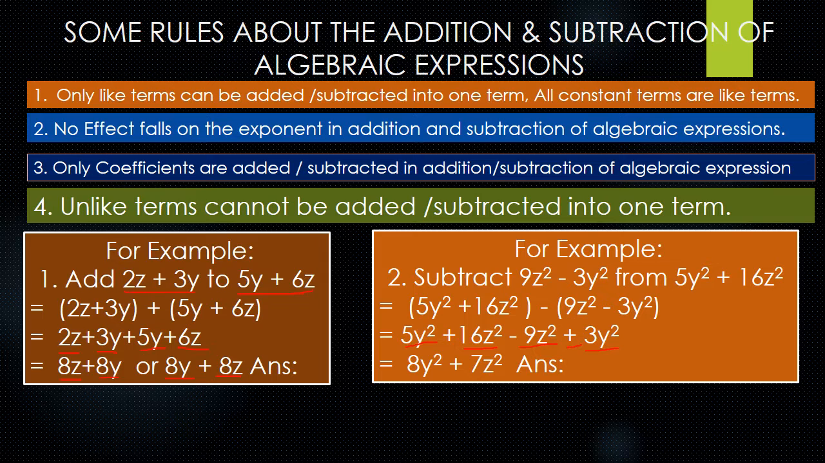Constant terms are those terms which have no variables, and like terms are those terms which have the same variable with the same power, the same rank or same power. So these are like terms, and constant terms are those terms which have no variable.